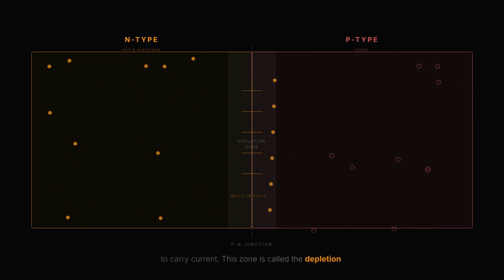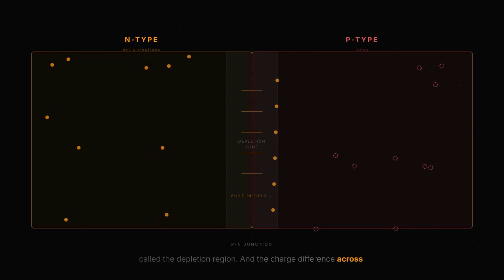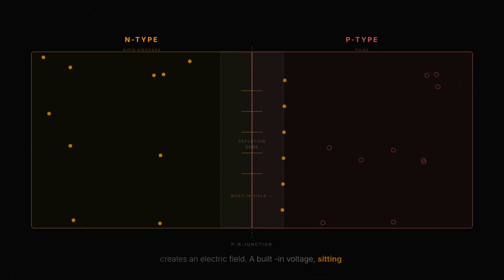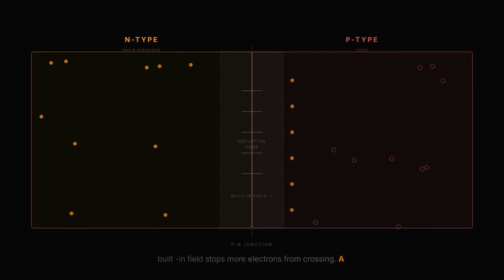This zone is called the depletion region, and the charge difference across it, positive on the N side, negative on the P side, creates an electric field, a built-in voltage, sitting right there at the junction. Even with nothing connected, that built-in field stops more electrons from crossing. A balance is reached. The junction is in equilibrium.